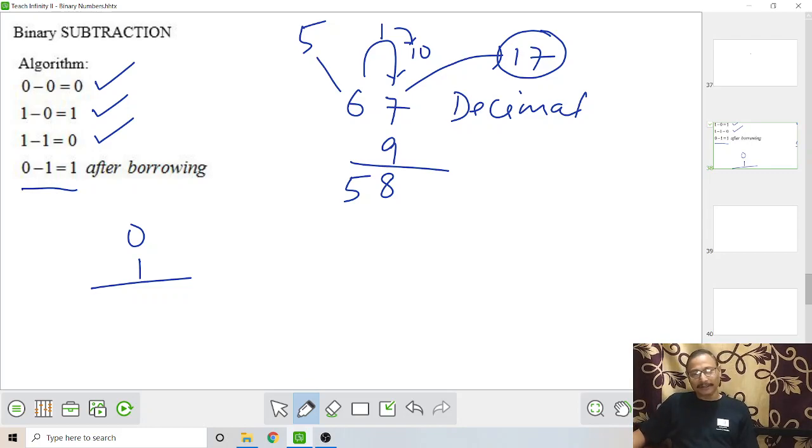The same process is here also. You cannot subtract 1, that is the bigger number, from 0. So you should take a carry. Suppose that here the 1 left to this 0 is 1. Then you take a carry from this 1, and carry is taken as 1, but this 1 is equivalent to 2 in the binary system.